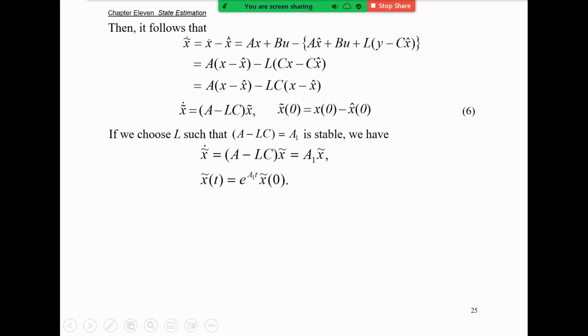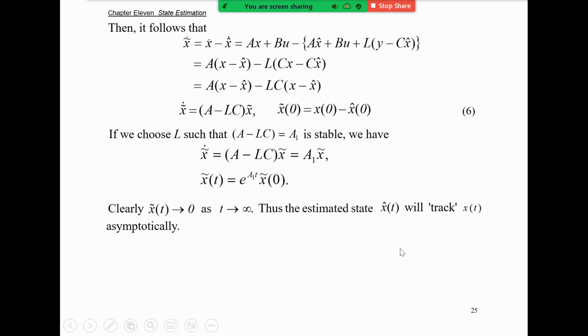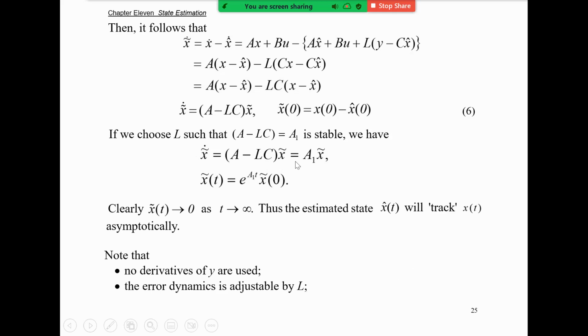So what is important is the new matrix, which can be changed by R: A minus R C. So if we can design R to make this matrix A minus R C stable, then the problem is solved. In this design, we didn't use any derivatives of the output signal in the observer. And also the change rate of the estimation error can be adjusted by R.